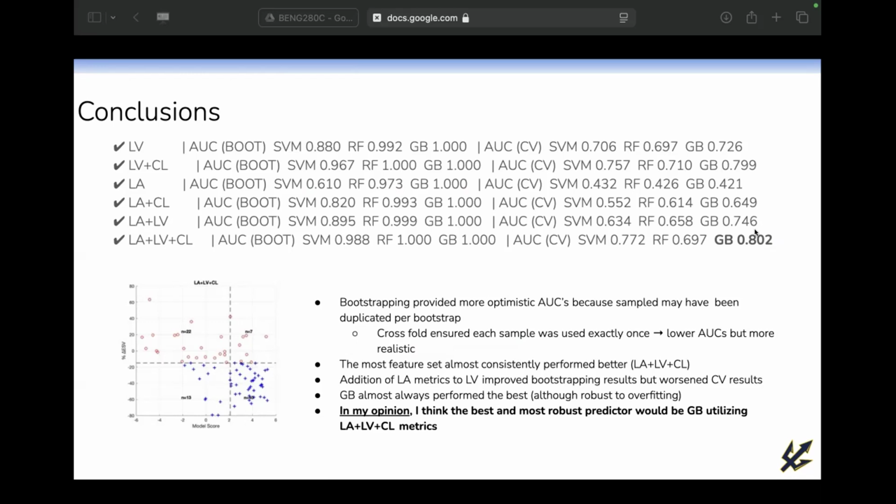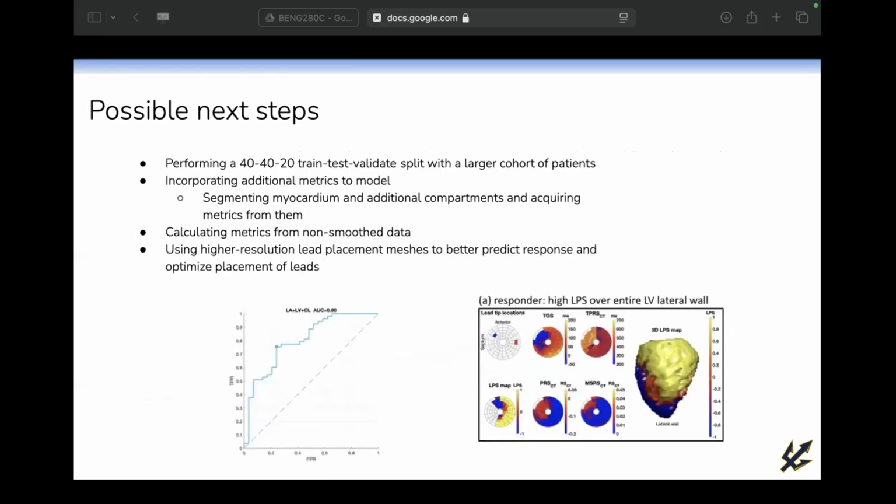In my opinion, again, I haven't looked at these in too much detail or done any sort of checking for overfitting or anything. But all that said, my opinion is that the logic gradient boosted tree model with all the metrics should be used as a predictor model for CRT response. And again, I didn't do a PCA to see what variables were really driving it, but that's something you could do to really isolate which variables you were using and which columns in the features table you were importing.